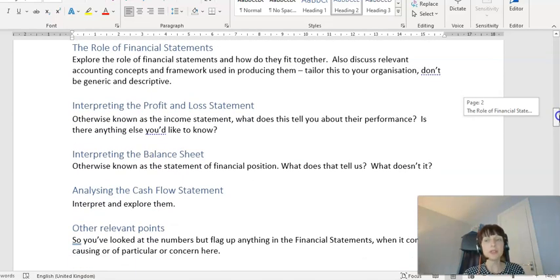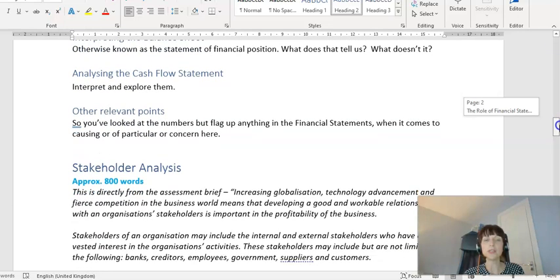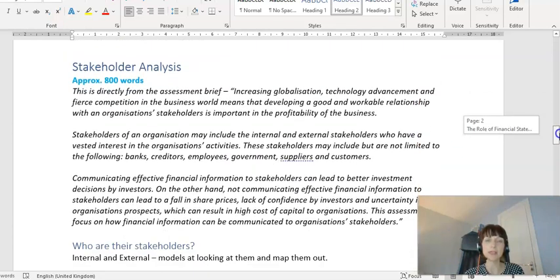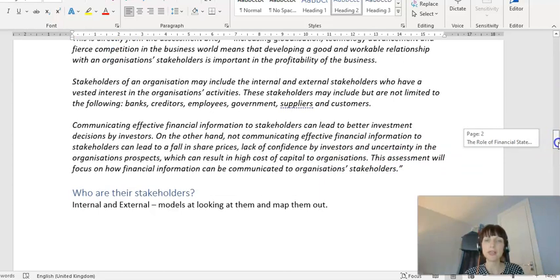So we've now done two thirds of the assignment and we're looking at the final learning outcome. I'd call this your stakeholder analysis. I've put 800 words for this, so it's slightly higher than the others. I've included some wording from the assessment brief, which gives examples of different types of stakeholders and talks about the benefits of investing in stakeholders, in particular investors.